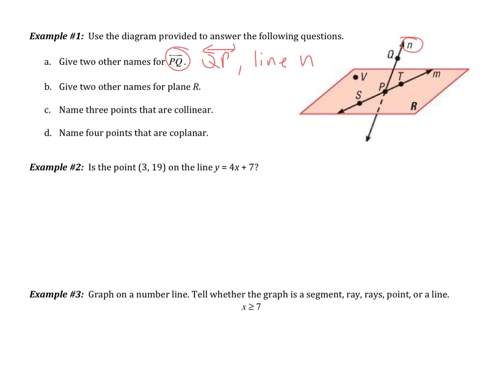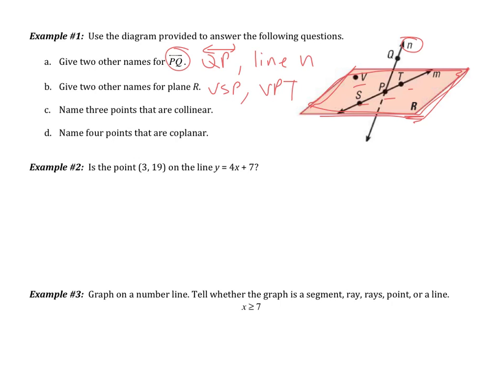Give two other names for plane R. R is not a point. It's the name of the plane because there's no dot next to it. So I'm looking for three letters in this pink or orangish, peachish region. Okay, so I could say VSP is a name for one of the planes, or I could go VPT. As long as I'm using any variations of those three letters.